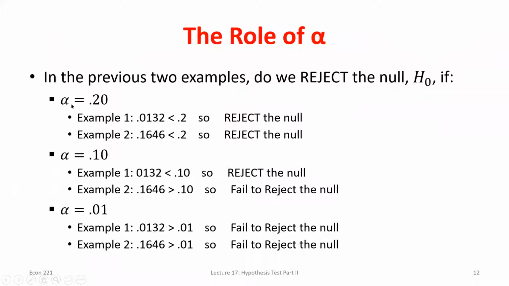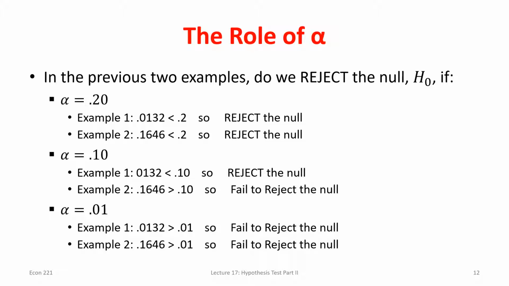Now, if I use instead these alpha values, for each example, I could determine whether or not I reject or fail to reject. So we already talked about the first one a little bit, so let's focus on this second example we worked through. If alpha was 0.2, my p-value of 0.16 is less than that, so I can reject the null at the 20% significance level. However, that same p-value, it's not less than 0.1, so I fail to reject at the 10% significance level. And if I fail to reject at the 10% level, I'm definitely going to fail to reject at the 1% level, because if 0.16 is greater than 0.1, well, it's clearly going to be greater than 0.01. And the only way I reject is if my p-value is less than alpha.